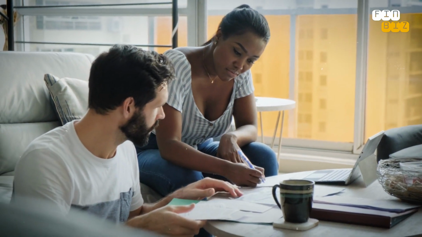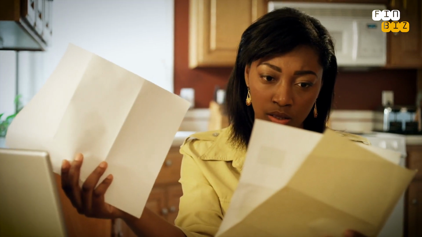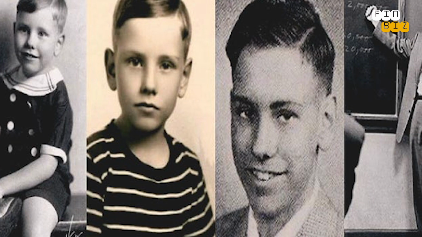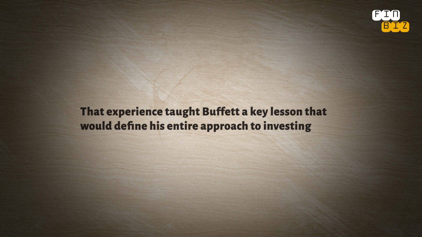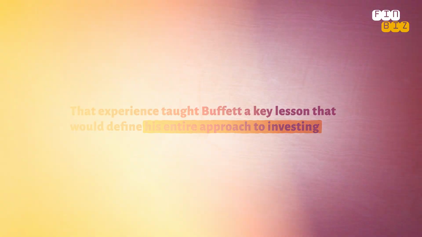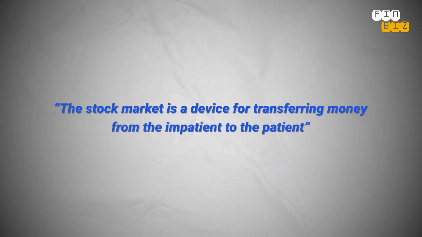It's the kind of situation that could make any new investor panic, especially someone so young. But Buffett didn't freak out. Instead, he took it as a lesson. Instead of rushing to sell, he held on to his shares. Over time, the stock price did recover, and eventually his $114 investment grew. That experience taught Buffett a key lesson that would define his entire approach to investing. The stock market is a device for transferring money from the impatient to the patient.